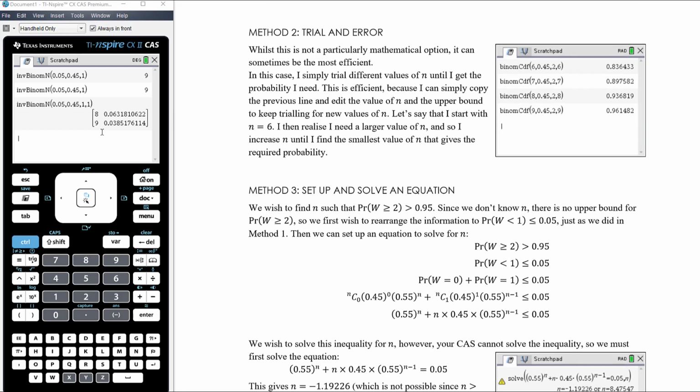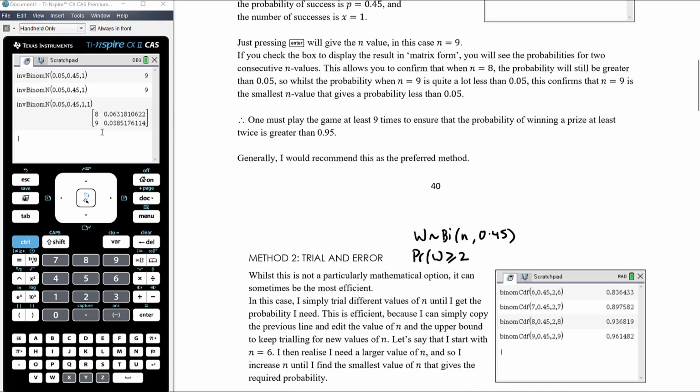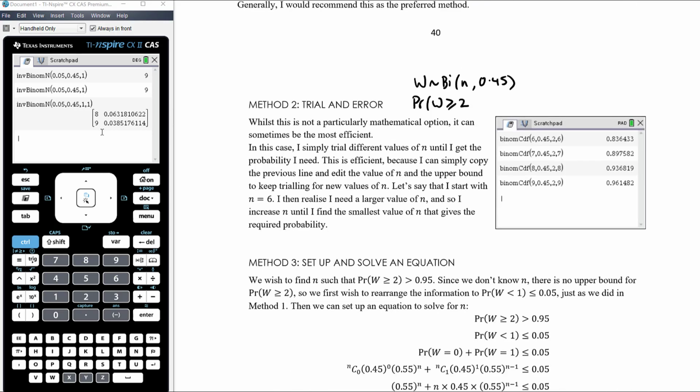And to be honest, this can actually be quite efficient, particularly if you're not very comfortable in rearranging your probability information. So in this case, we can stick with our original information. Remember, W was a binomially distributed variable. We don't know n, p is 0.45. And we wanted the probability of W being bigger than or equal to 2. Was it bigger than 2 or bigger than or equal to 2? Yeah, bigger than or equal to 2 has to be bigger than 0.95.